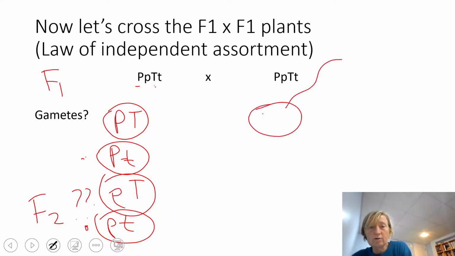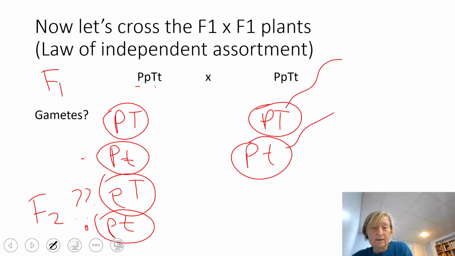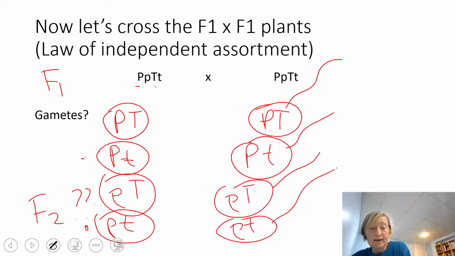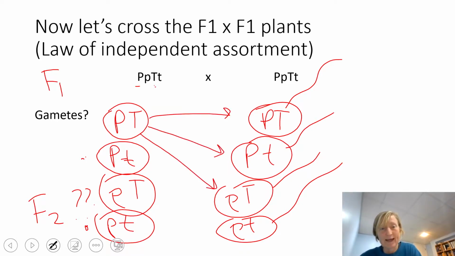So let's draw those in. Big P, big T, big P, little t, little p, big T, or little p, little t. And now, when one sperm meets up with one egg, this is a random process. So think about all the different combinations you could get. You could get this egg meeting up with this sperm, or this egg meeting up with this sperm, or this egg meeting up with, hey, let's make a Punnett square. And we will look at the potential offspring.